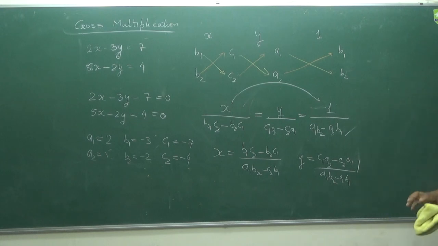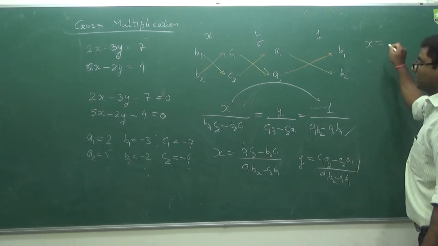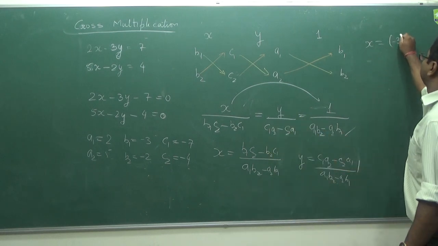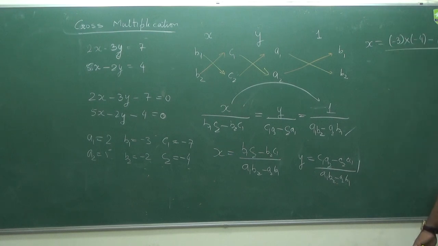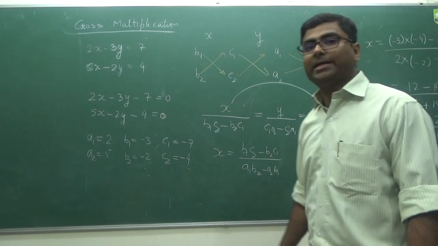Okay, now tell me, guys, what is x? B1 c2. Tell me what is b1. Minus 3, into c2, minus 4. Minus b2, minus 2, into c1, minus 7. Divided by a1, 2, into minus 2, then minus a2, 5, into minus 3. 2 into 3, 4. 12 minus minus minus is minus 14, minus minus minus is minus, so it is minus 4 plus 15, which is minus 2 about 1. Did we get the same value last time?